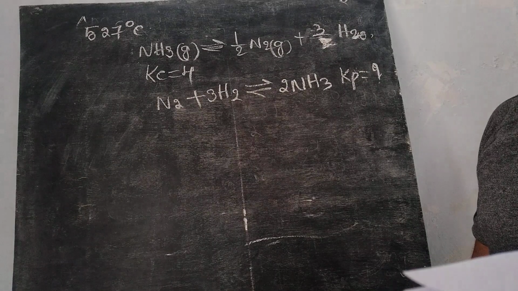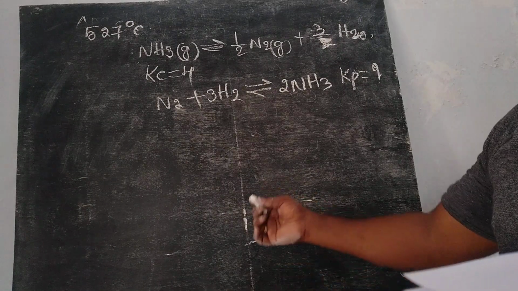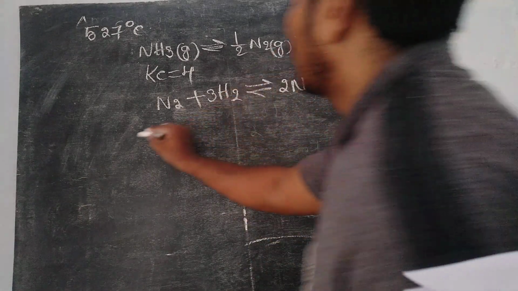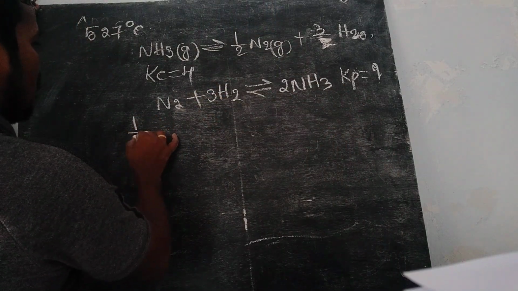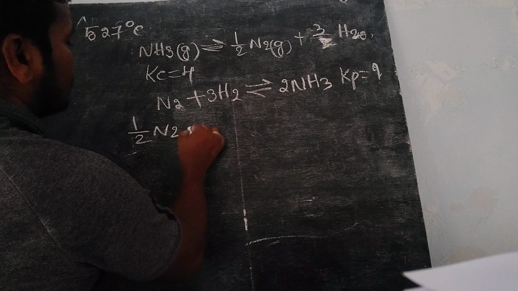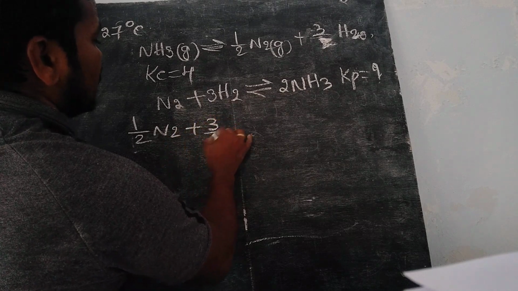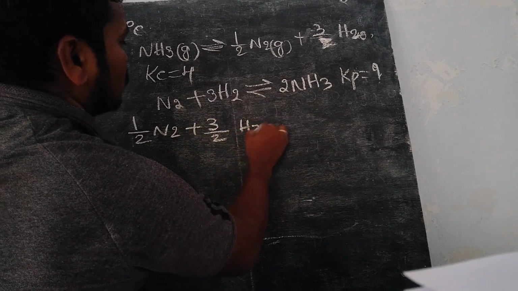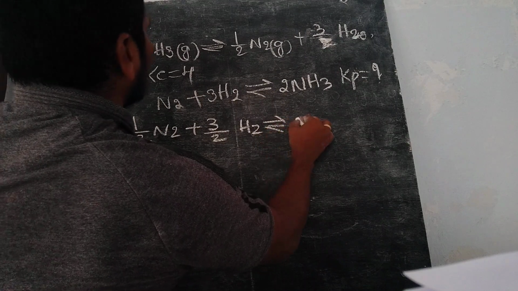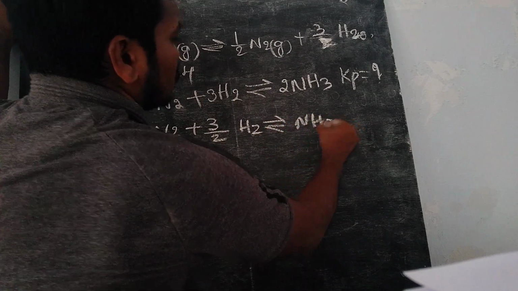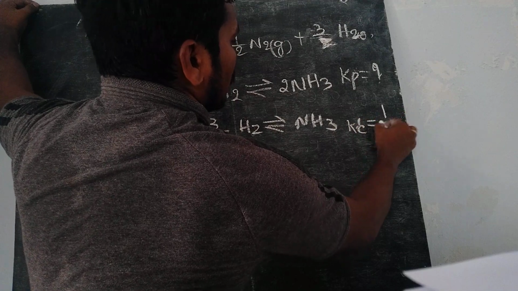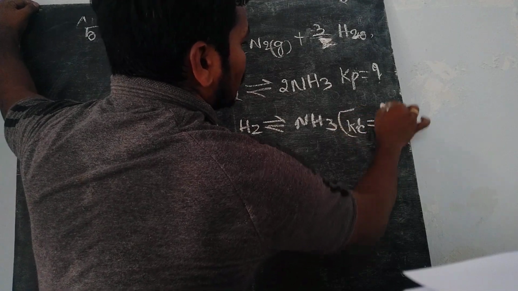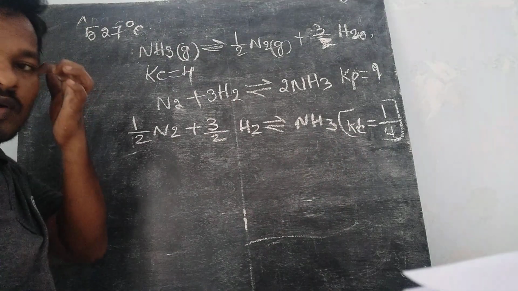Here, I am writing the reverse of the reaction: N2 plus 3 by 2 H2 gives rise to NH3. So what is Kc for this reaction? Kc is equal to 4 for the original, so for the reverse reaction Kc is 1 by 4.